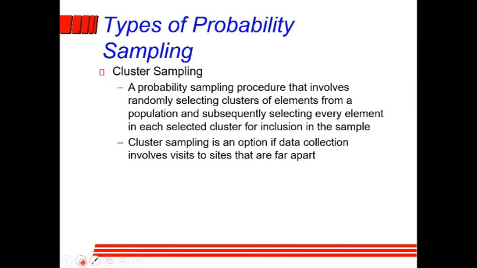And then, additional for the types of probability sampling, we have cluster sampling. It is a probability sampling procedure that involves randomly selecting clusters, or groupings of elements from a population, and then subsequently selecting every element in each selected cluster for inclusion in the sample. Cluster sampling is also an option for data collection that involves visits to sites that are far apart. So, the word itself, it is the application of clustering for this sampling.